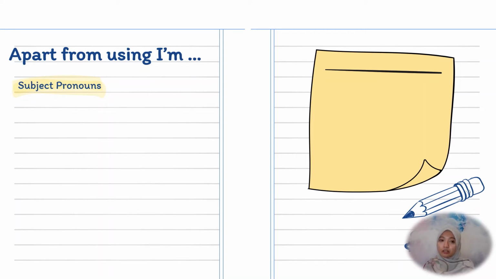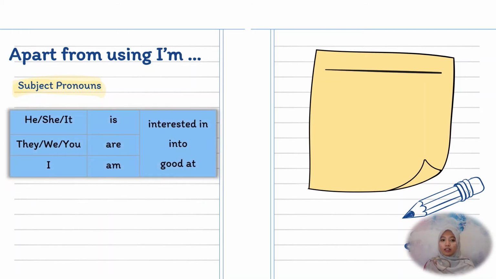Subject pronouns is kata ganti diri. Okay, kata ganti diri yang kita boleh gunakan selain daripada I. Okay, I kita gunakan untuk diri sendiri. But what if we want to talk about anyone else? Kita nak bercakap tentang kawan kita ataupun kita nak bercakap tentang family. So we can use this: he, she, it, they, we, you, and I.